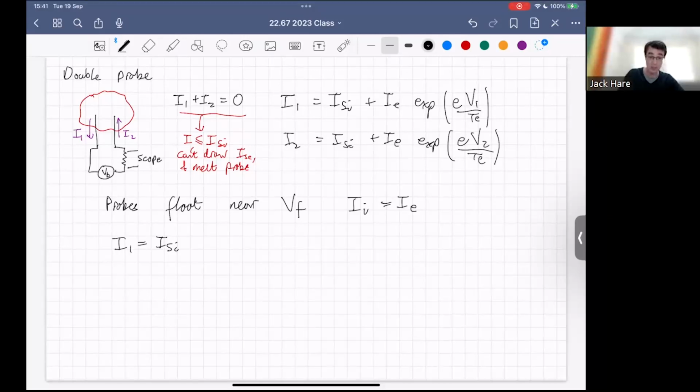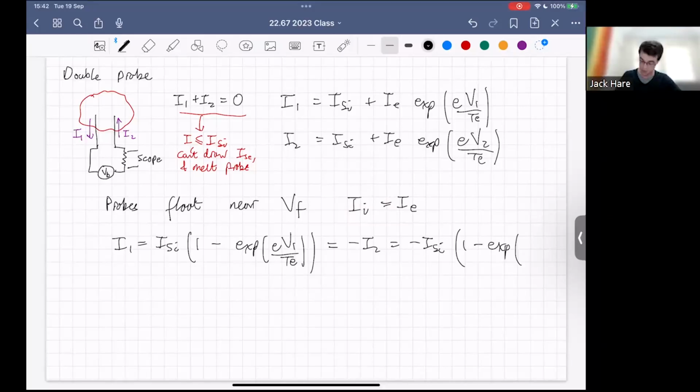Then we can put all of this together, and we can say that I1 is equal to ISI (1 minus exponential of eV1 over TE). So that's just using this fact here. And then that is going to be equal to minus I2 from Kirchhoff's law. And so that's going to be equal to minus ISI (1 minus exponential of eV2 over TE).